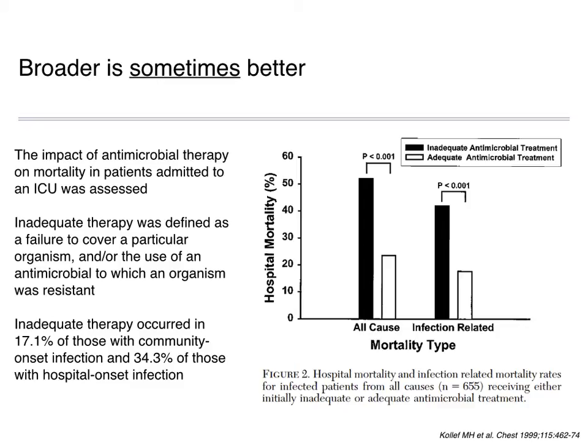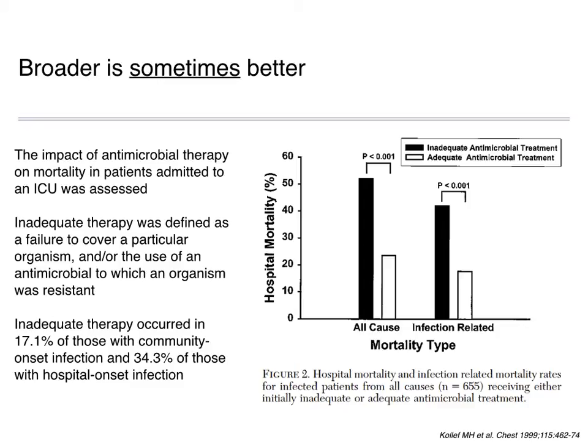This is looking at patients in an ICU who had pneumonia, and at the outcomes of patients who had what was defined as inadequate therapy. That was therapy that either had a hole in its coverage, so you weren't covering, for instance, MRSA, you gave no MRSA agents, or you used a regimen to which the organism was resistant. Again, this is the empiric phase of therapy, so you don't know your MIC, you're guessing. Inadequate therapy meant you guessed wrong and chose something to which the organism was resistant.